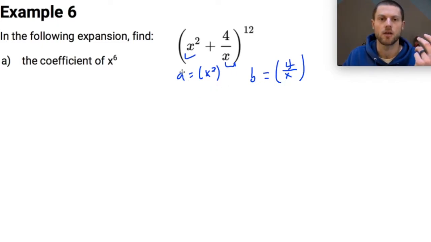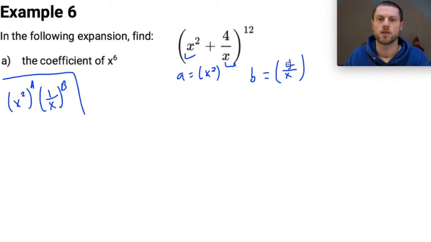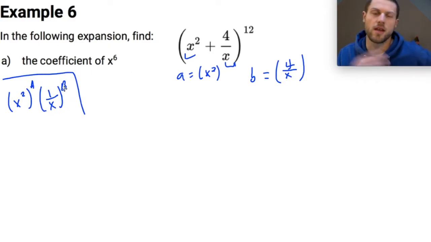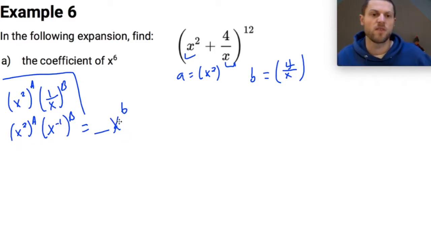So what I can do is imagine a sidebar over here, where I know that there's going to be some x squared to some power a times 1 over x to some power b. The reason why I'm writing 1 over x here is because that 4 doesn't really affect what the power of my term will be. And so I'm just going to eliminate any distracting numbers and leave everything in terms of pure x's. Another way I can write this is x squared to some a power times x to the negative first power to some b power. And I want this to equal something times x to the 6th. So my goal is to make this whole thing equal x to the 6th.